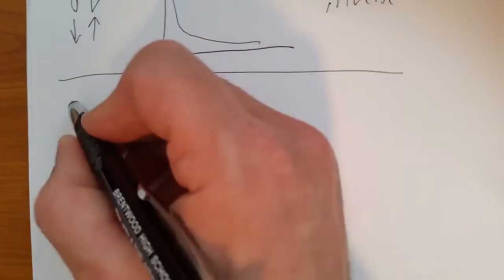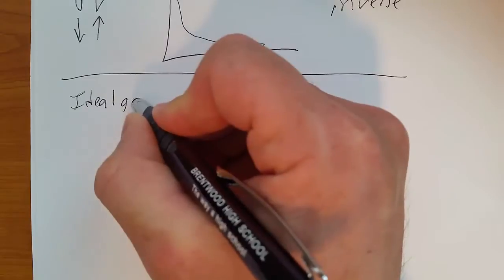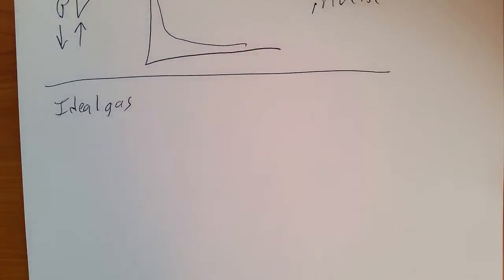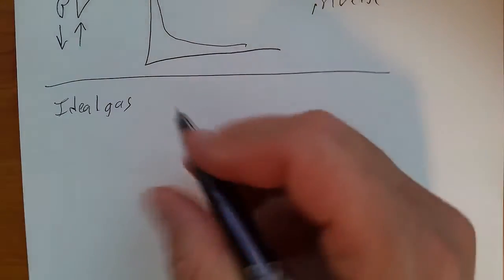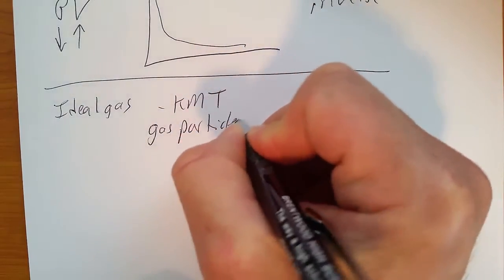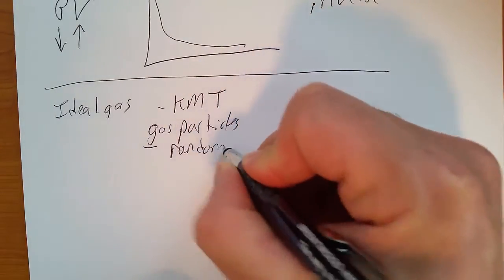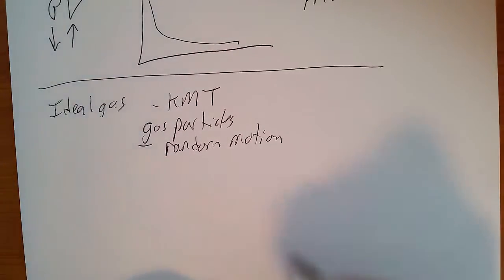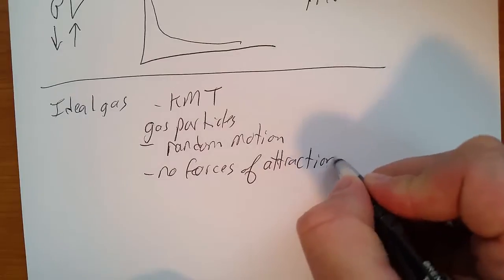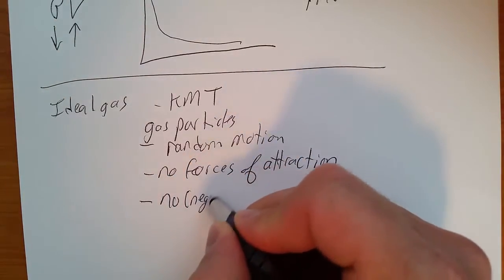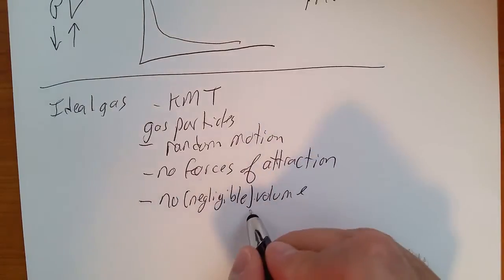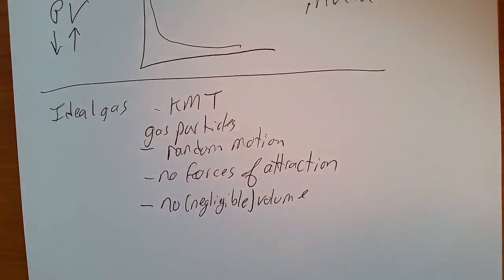Okay. Ideal gas. The ideal gas model is used to explain the behavior of gases. Okay? Now, for that, we use what's called the kinetic molecular theory, KMT. And that states that gas particles are in random motion, always moving in a straight line, with no forces of attraction between gas particles, and no or negligible volume. Okay, the particles have no volume. The gas as a whole has volume, but the particles have no volume.